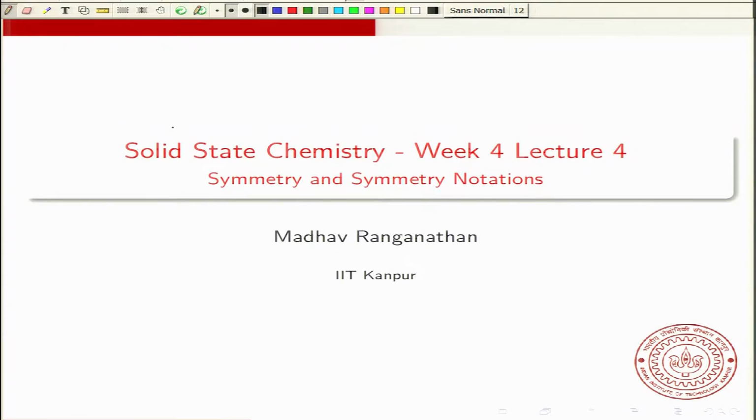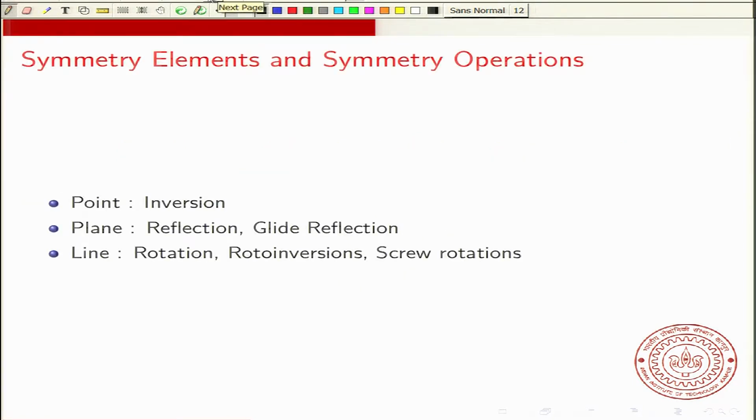I will also show how these symmetry notations are usually depicted in the planar notation. So now we have seen the various symmetry operations, the symmetry elements. If you have a point, you can have an inversion. If you have a plane, you can have a reflection. You can also have a glide reflection. Whereas if you have a line, it can be a rotation axis, it can be an axis for rotoinversions, or it can be an axis for a screw rotation. So these are the different symmetry elements, and these are the various operations that are possible for each of the symmetry elements.